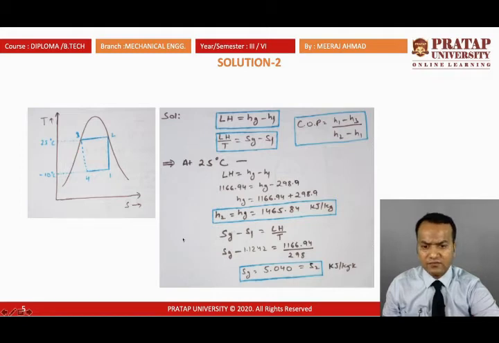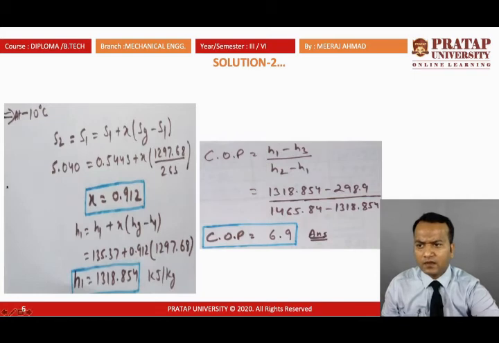So then you can see that from 1 to 2 there is an isentropic process. So S1 is equal to S2. This S2 is equal to S1 because this is a constant entropy process. So look at temperature minus 10 degrees Celsius, S2 equal to S1.